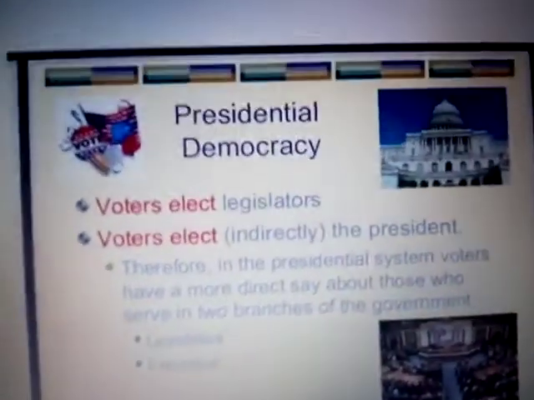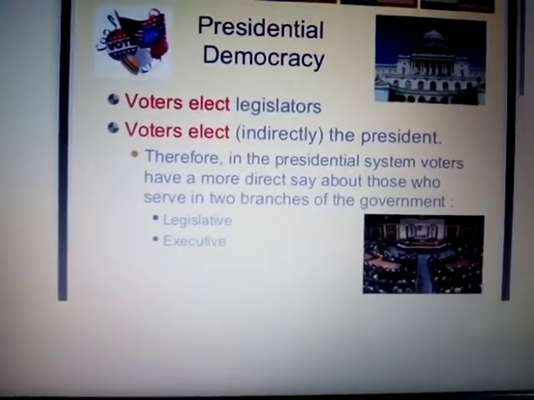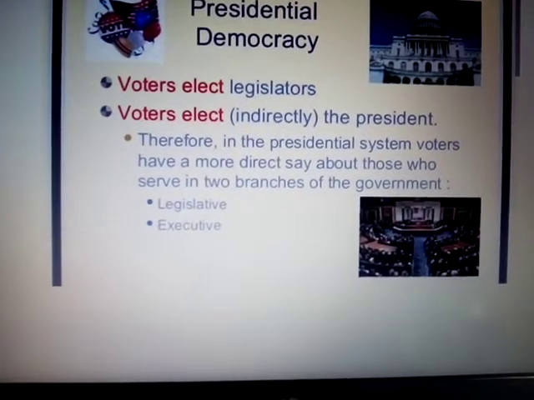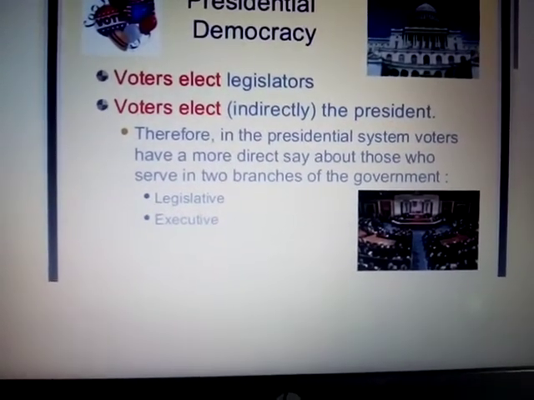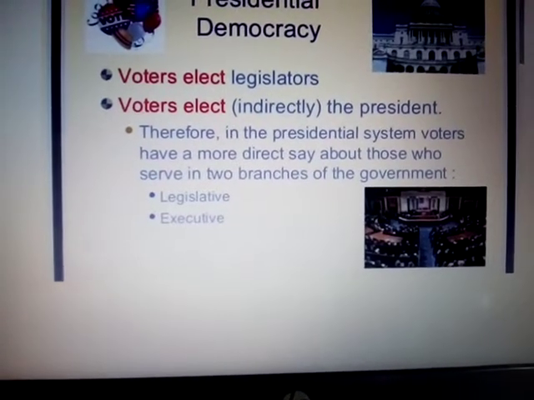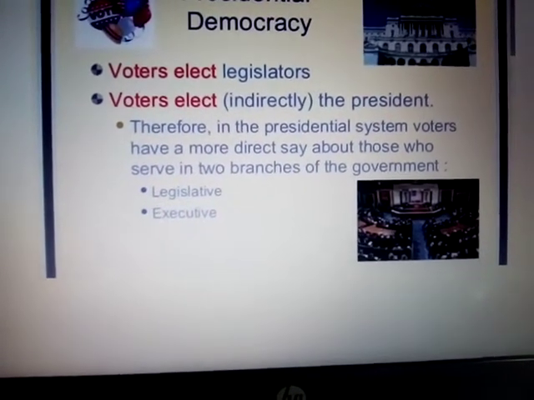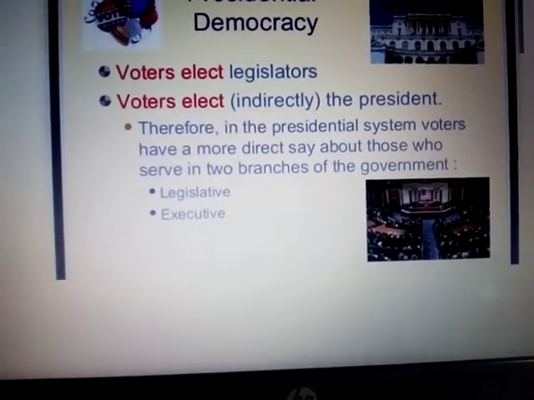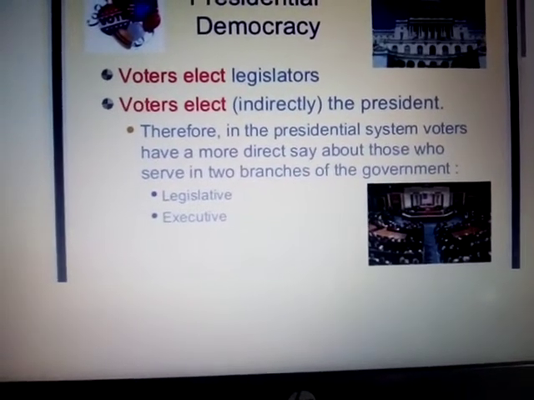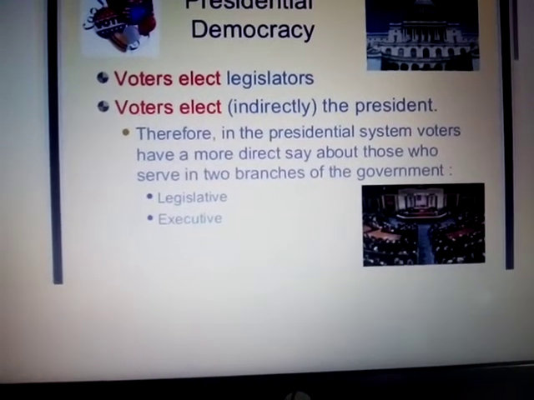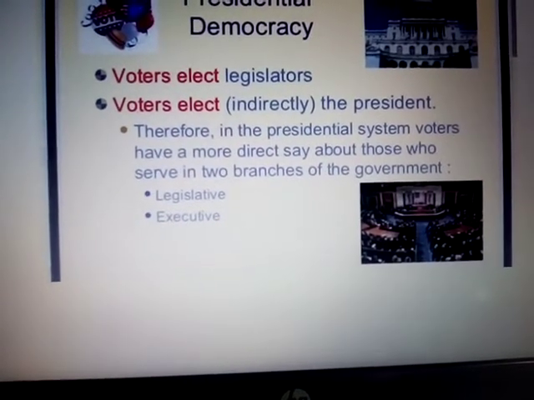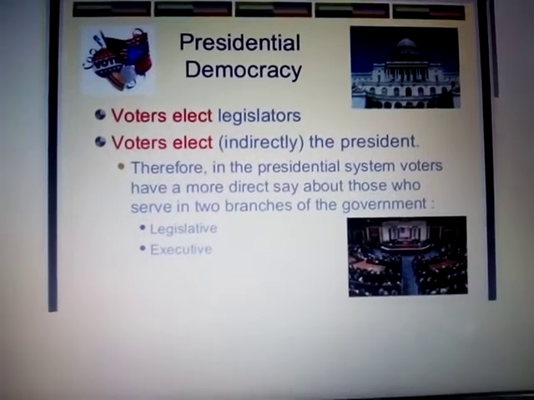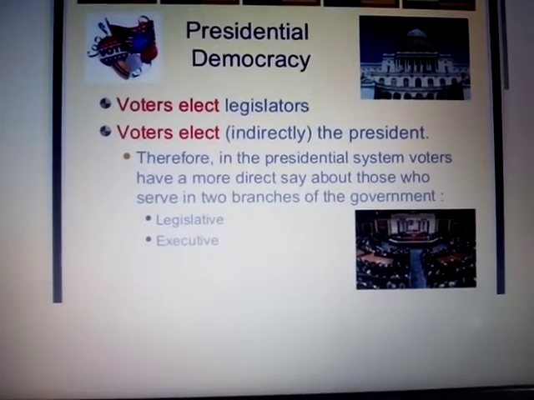Let's see the next slide. Now, in the presidential system of democracy, voters elect legislators. Voters elect the president, but they do it through their representatives. That's why it is called indirect election. In presidential systems, voters have a more direct say about those who serve in two branches of the government. One is legislative and the second one is executive. It is in the case of the United States, not in the case of India.